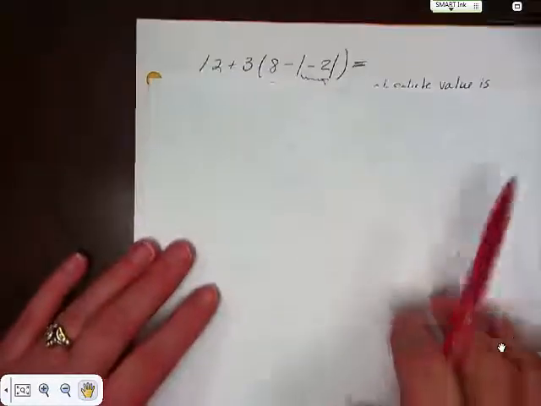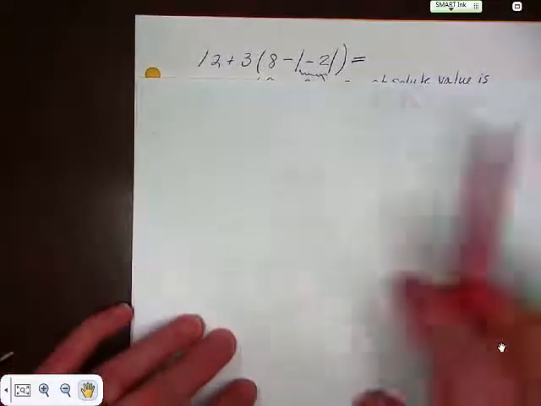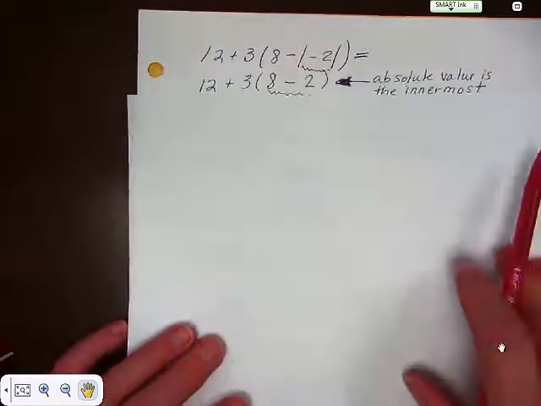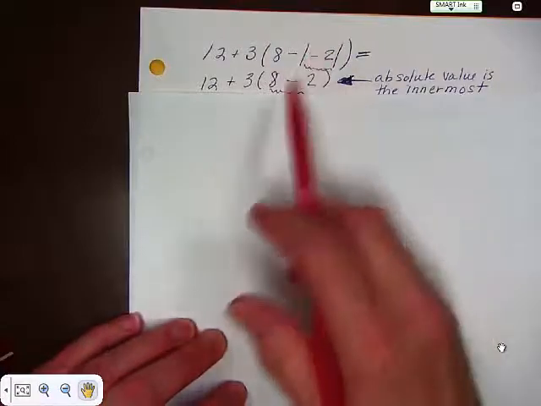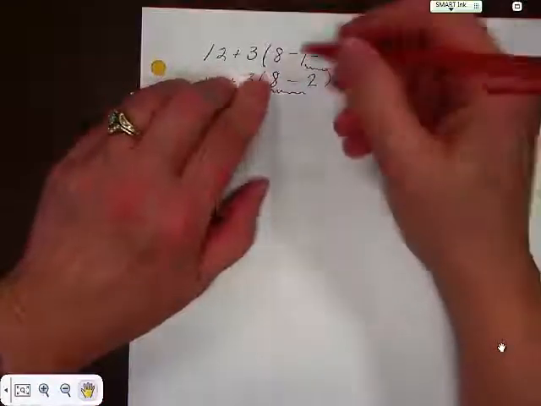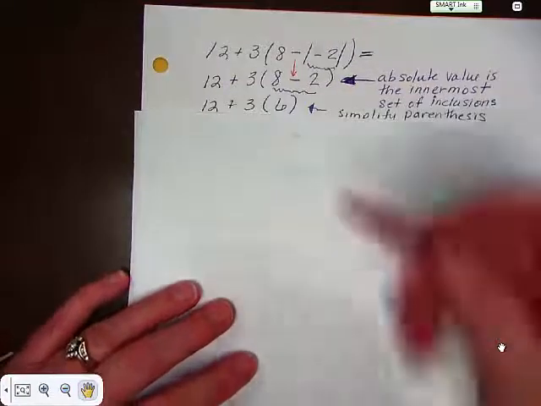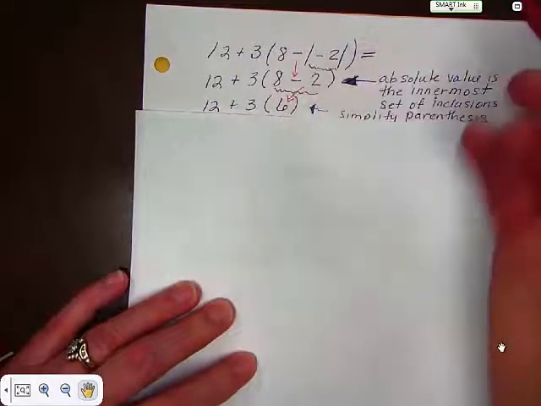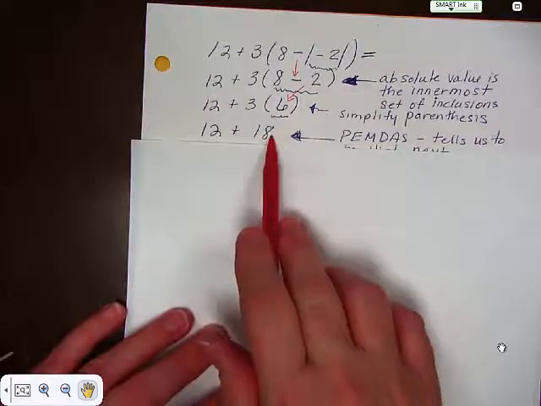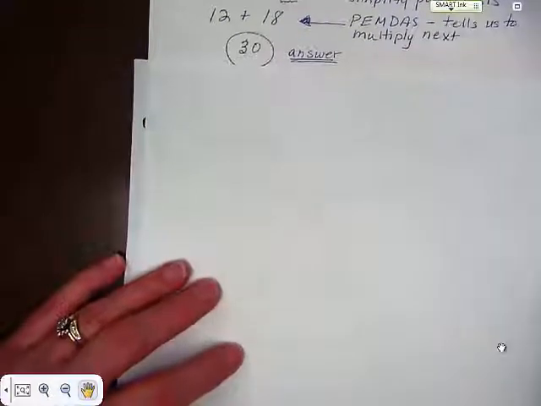Okay, here's another example. 12 plus 3 times 8 minus the absolute value of negative 2. This is all in parentheses here, but you got to do what's inside the absolute value first. So 8 minus the absolute value of negative 2 is 8 minus 2, because the absolute value of negative 2 is 2, and you still have this minus that just comes straight down. So you still got to do what's in parentheses first. So you take 8 minus 2, and that becomes 6. 12 plus 3 times 6, 12 plus 18. PEMDAS tells us to multiply, so that's what we do, and then you get 30 as an answer.